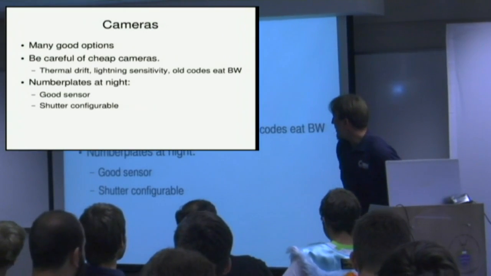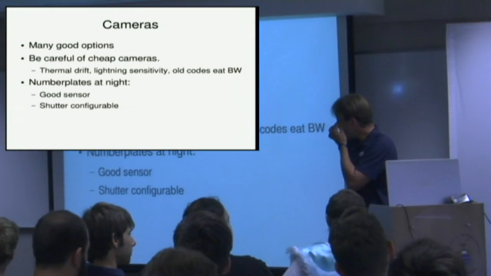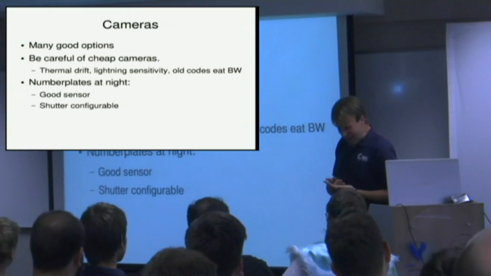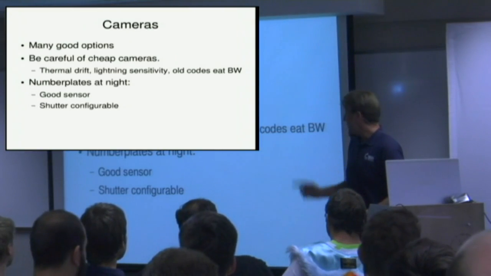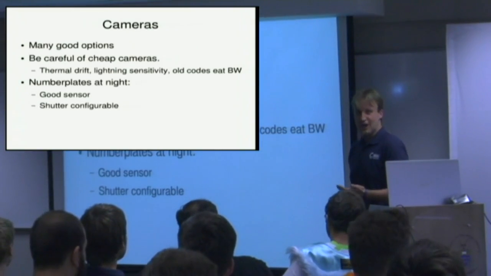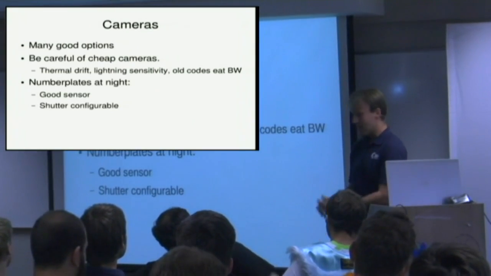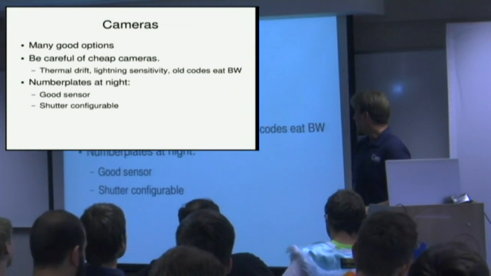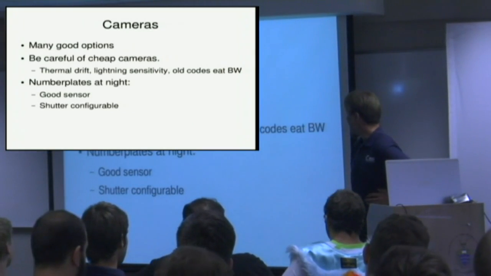Okay, then in terms of cameras, there are many, many good options these days. Vivotek, Axis, just a whole list. Just be aware of the cheaper cameras. You get thermal drift, and then in the morning, you've got a nice crisp image. In the late afternoon, it's blurry, it's horrid. You get light sensitivity issues. The image sensors are rubbish, that kind of thing.